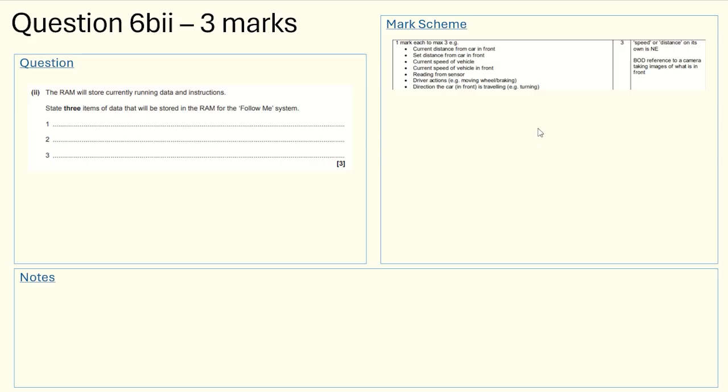So anything that's changing within the program as this follow me system is running will be stored in the RAM, because we know that RAM is volatile memory, so it's able to change, whereas ROM is not able to change.